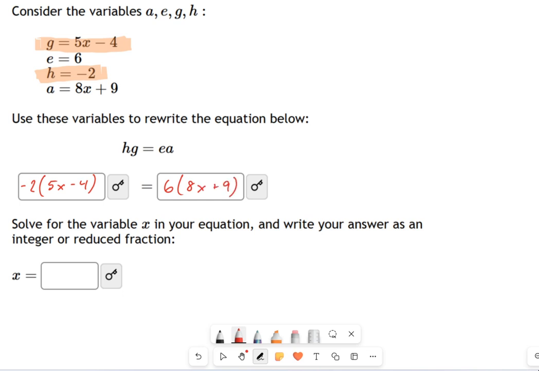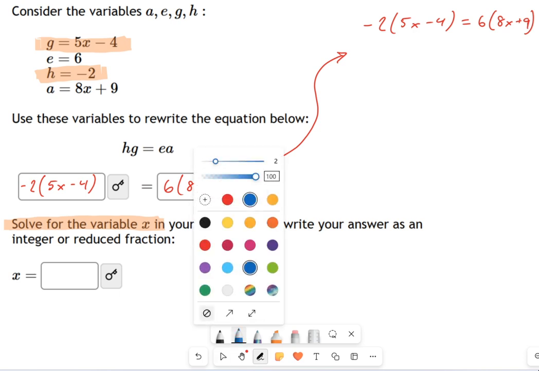So this is great. Now I have an equation, and I want to solve for x, right? That's what it's asking me to do in the next part. So to do this, I'm going to need a little more room here. Let's bring this over here. I'm going to say negative 2 times 5x minus 4 equals 6 times 8x plus 9. Okay, and now we just simplify by distributing the multiplication across those parentheses.